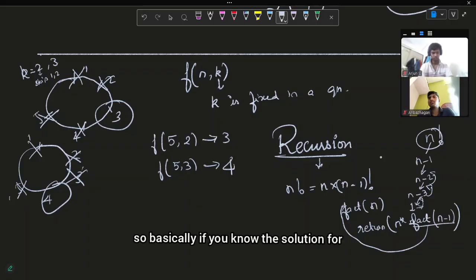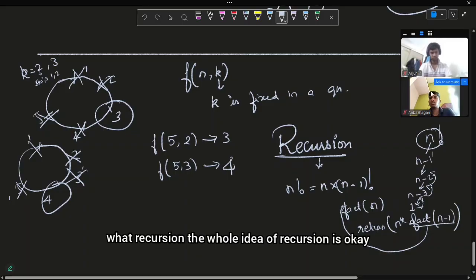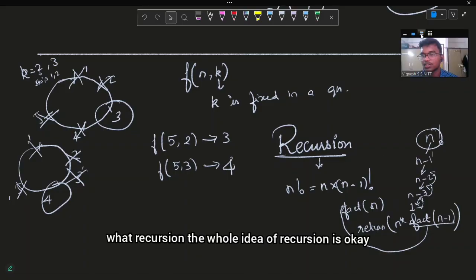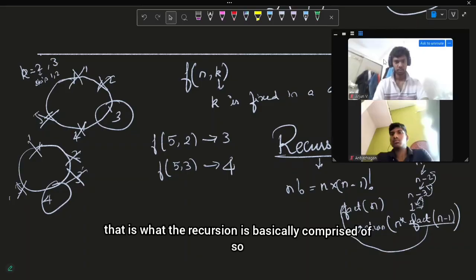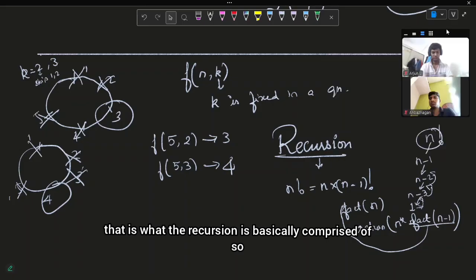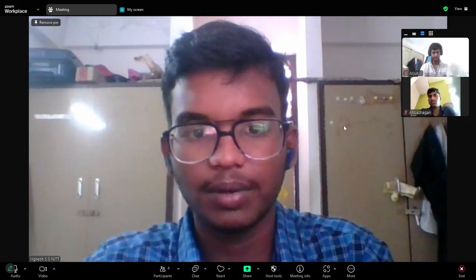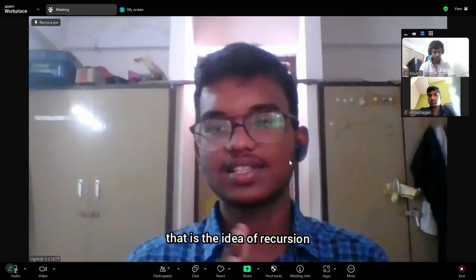Basically, if you know the solution for a smaller thing, you can find a solution for a larger thing. That is the whole idea of recursion. That is what recursion is basically comprised of. So my video is done. Okay. So that is the idea of recursion.